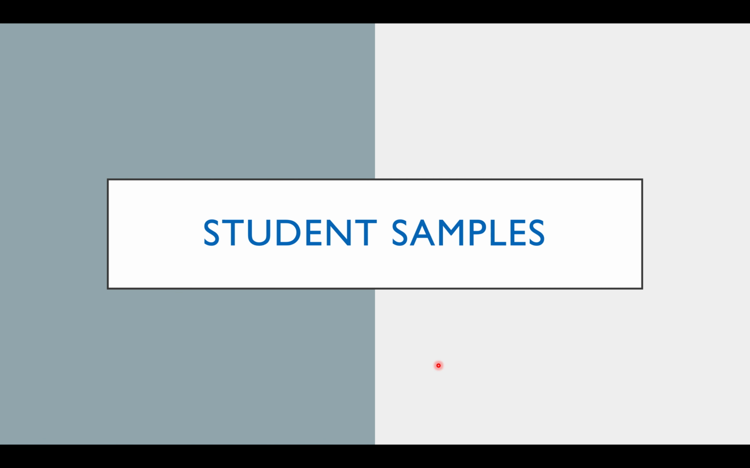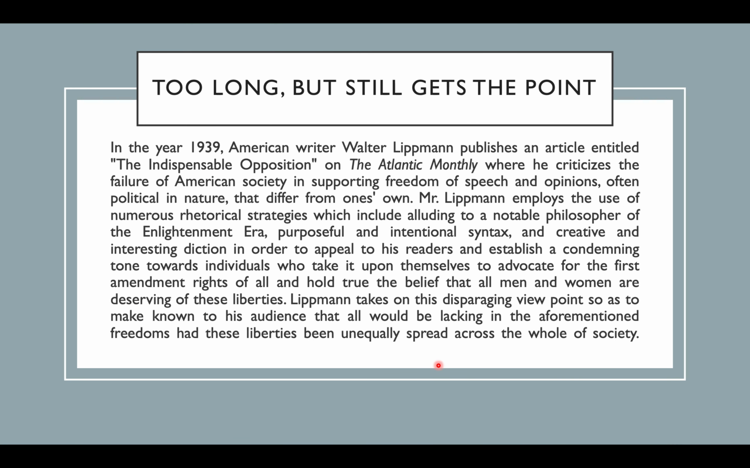Now, let's look at some of my student samples from the latest prompt that they just wrote, again the Indispensable Opposition, FRQ 2009. This one is too long, but it gets the point, meaning it gets the 1 point. I say it's too long because you don't have a lot of time to write this essay. So if you're going to write an introduction this lengthy, then you want the rest of the essay to be equally as lengthy.